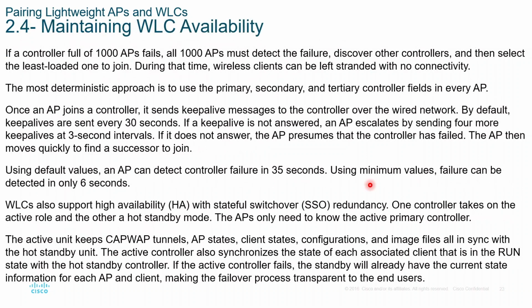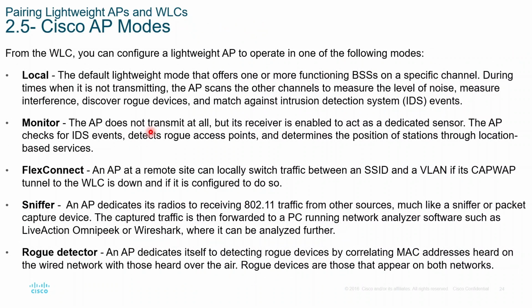So it will then try to maintain a 30-second keepalive interval. And then within this Cisco access point, you will have different types of modes, like local, where it will just take the user as it is.